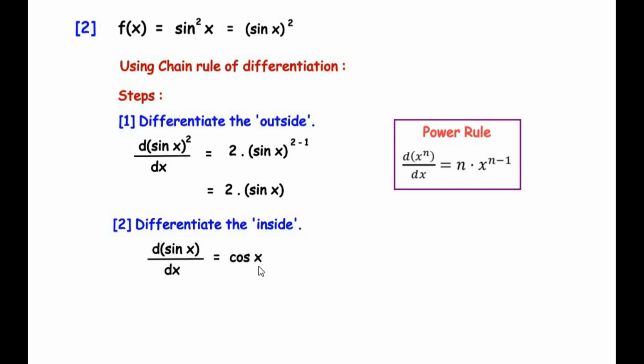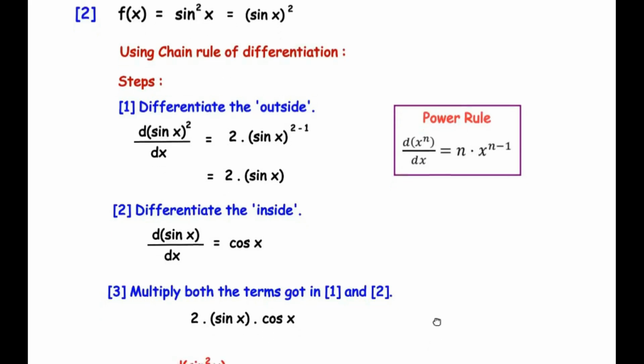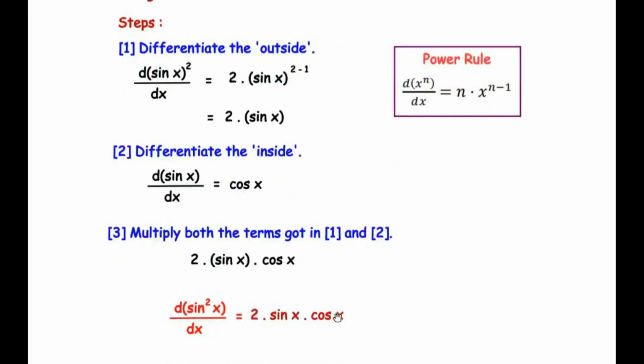Now once we have got step number 2, let us move on to the last step, which is to multiply both the terms got in step number 1 and step number 2. So in step number 1 we got 2 times sin x. Now we are going to multiply it with the term got in the second step, that is cos x. So here the differentiation of sin square x gives us 2 sin x cos x. This is going to be our answer.